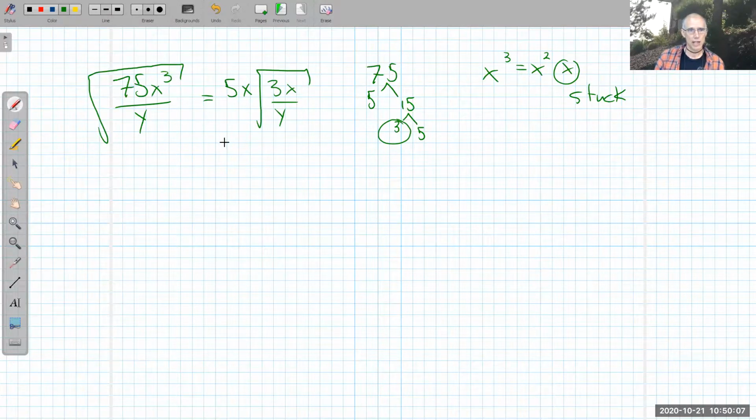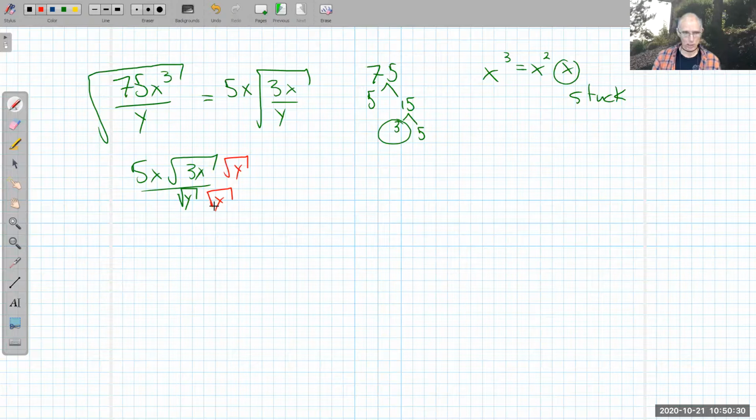Rewriting this again, I'm going to break the square root apart on division. So I'm going to get 5x times the square root of 3x over the square root of y. There's an x there. And the trick I pulled before was to multiply by the same square root in the bottom. So square root of y top and bottom. Square root of y times the square root of y is the square root of y squared, which is just y. Y in the bottom there.